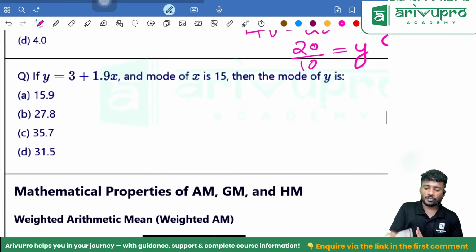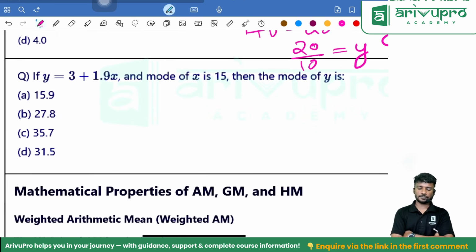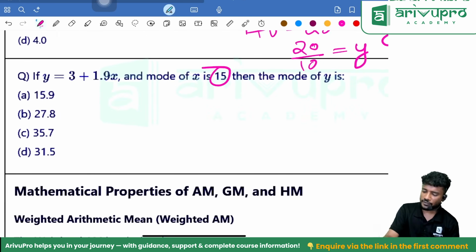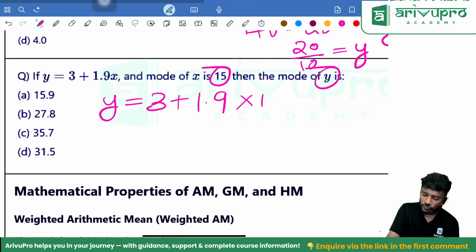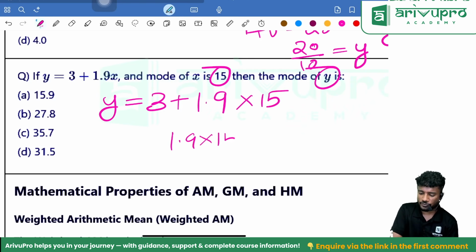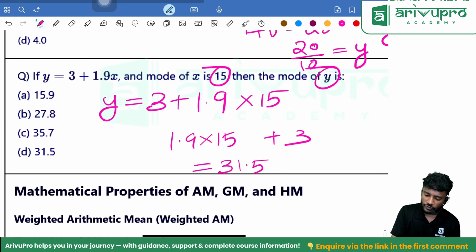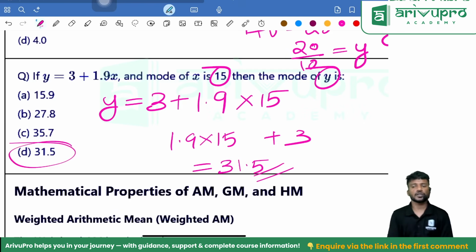Now, find the mode of this. The mode of x is given. Find the mode of y. Y is equal to 3 plus 1.9 into 15. So, take the calculator, type 1.9 into 15, then plus 3. How much is it? 31.5. Option D is your answer.